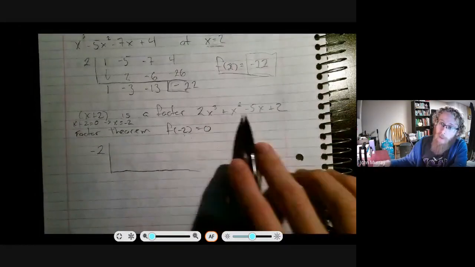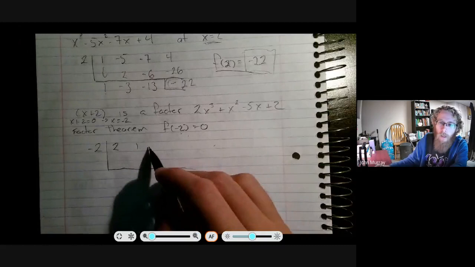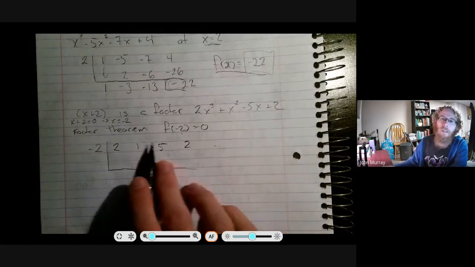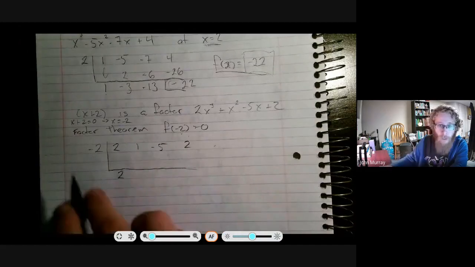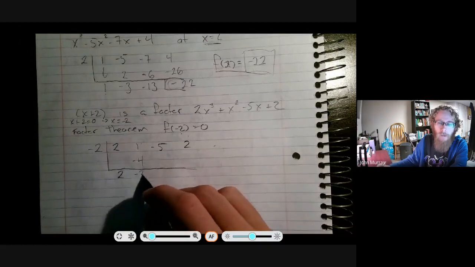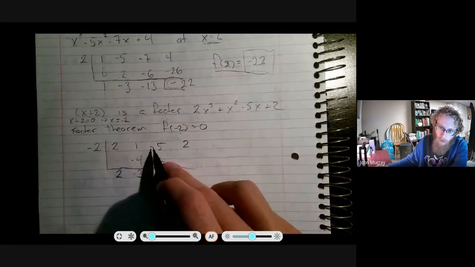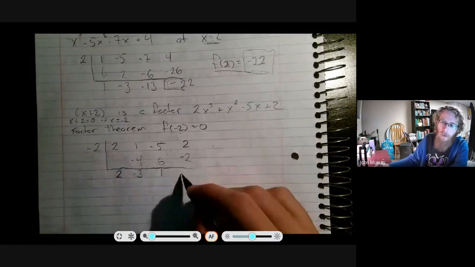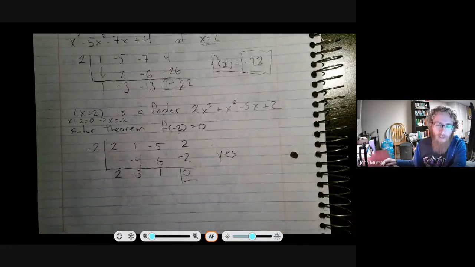All right, so we're not missing any variables up here. So we're just going to write the coefficients. 2, 1, -5, 2. We follow our procedure. We bring down the 2. -2 times 2 is -4. We add down. We get -3. -2 times -3 is +6. -5 plus 6 is +1. -2 times 1 is -2. And we get 0. All right, so it is, in fact, a factor.